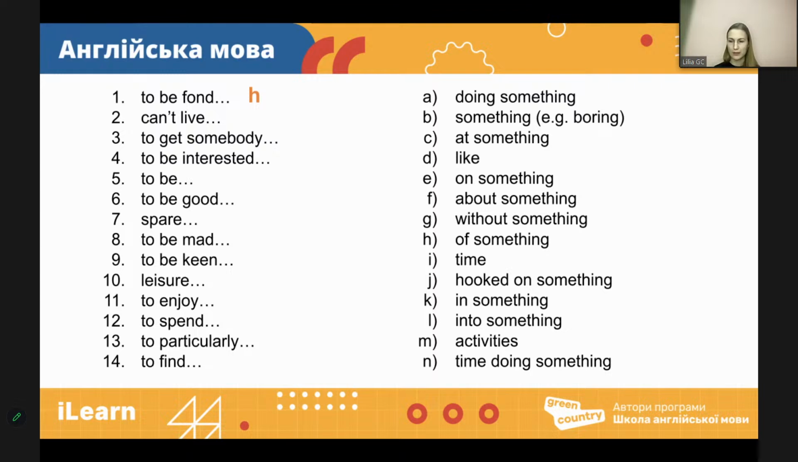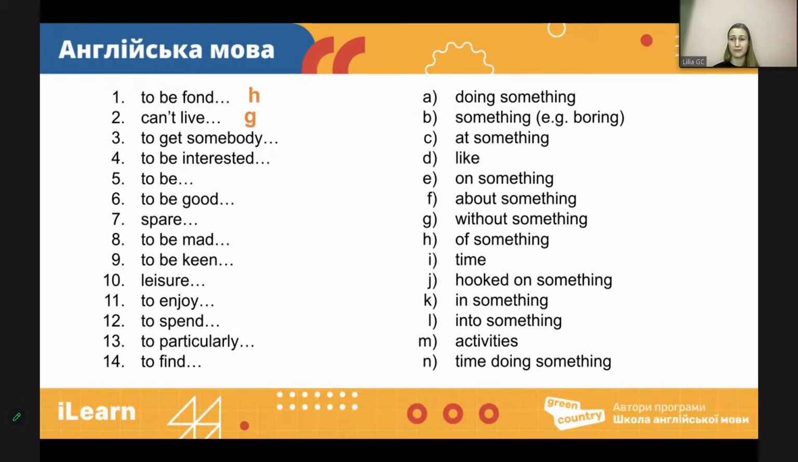And meanwhile, I can get some comments on number 2. So, I can't live, yes, it's G, without something. Не можу жити без чогось. Again, it could be some physical thing, or it can be some hobby, or it can be even some person, or your beloved pet, who knows. But I can't live without. Не можу жити без.